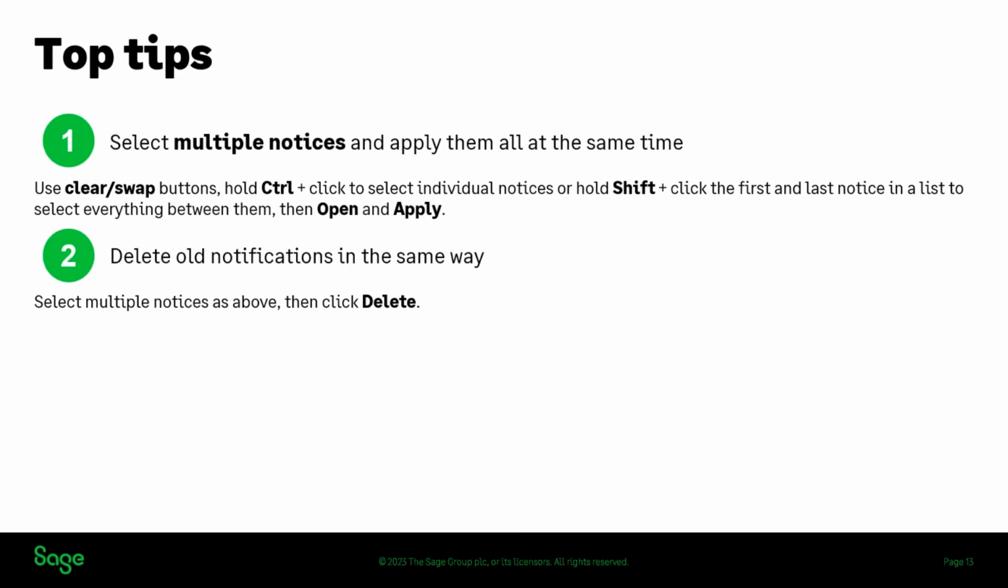So it could be everything in the folder with clear and swap. More likely, you probably hold down Shift and select the first and last notice in a list that you want to delete. And once they are selected, instead of opening them and applying them, simply click the delete option.